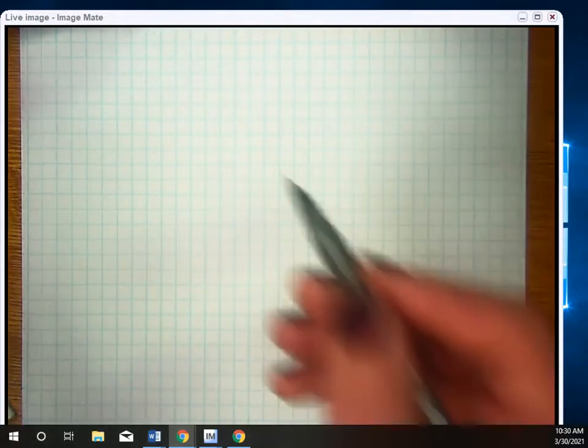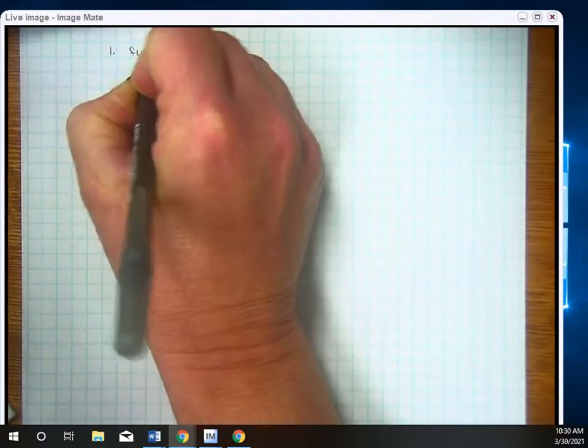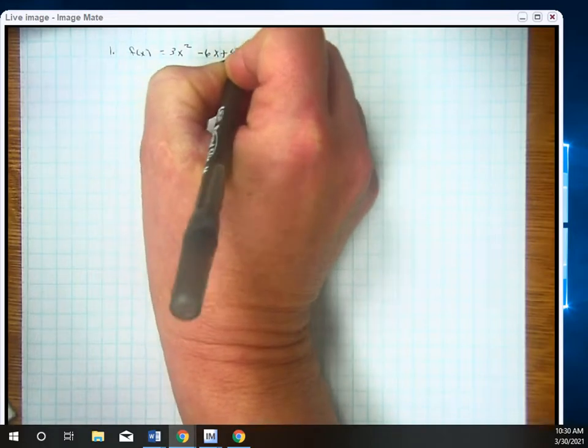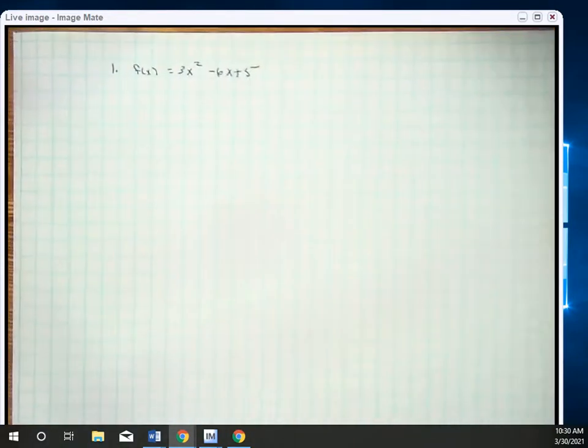So we are going to start, and the first section on 8.4 says use the first two examples method to graph. Okay, so the first example, you have your f of x, which just means y, 3x squared minus 6x plus 5. So that is a quadratic equation in standard form.